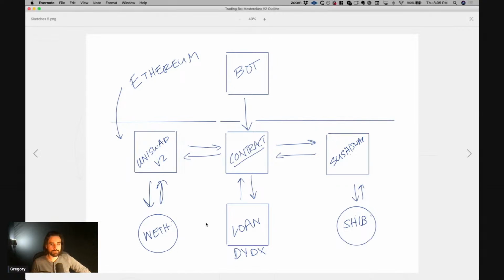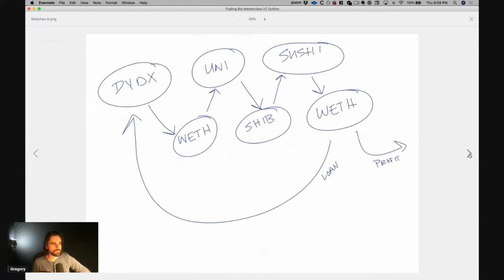The flash loan provider we're going to use is dYdX, and the blockchain that we're going to use is Ethereum. Now let's explain the arbitrage sequence. Let's talk about the steps here.